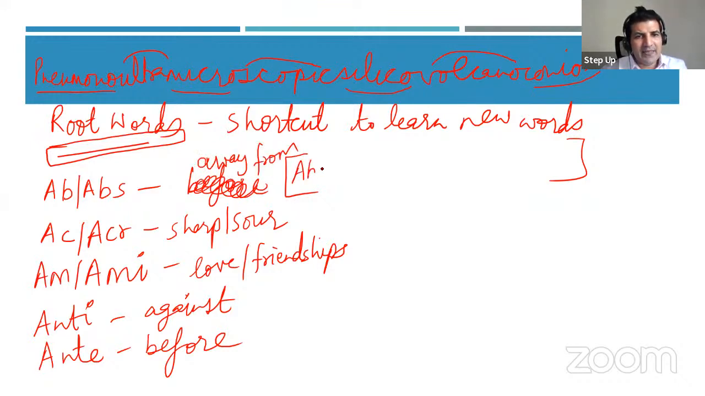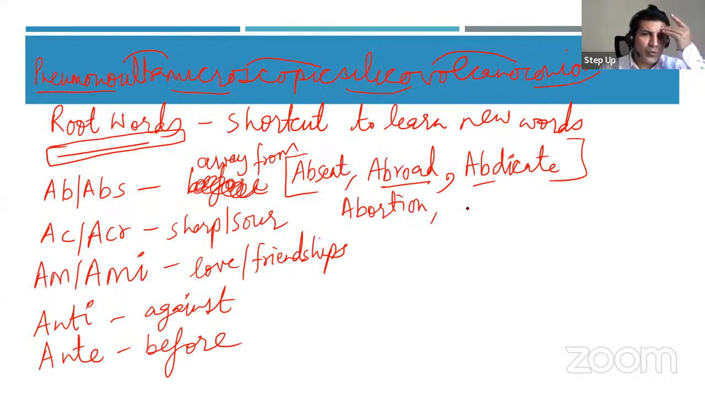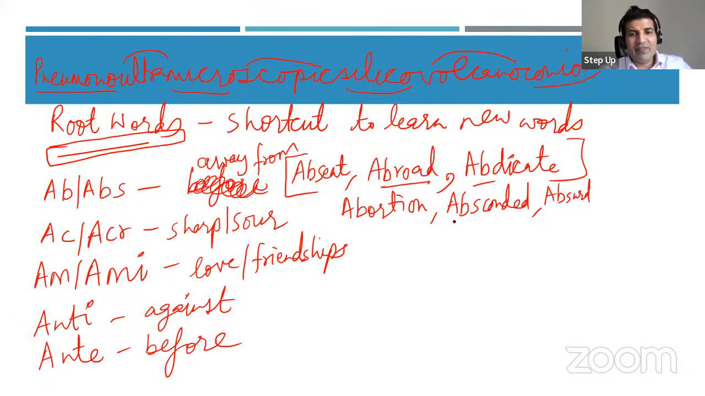For example, if I say absent, it has come from away from, correct? If I say abroad, it has come from this root. If I say abdicate, it has come from this root, which means to give up. If I say abortion, it means to do away with something. So away from. If I say abscond, the child absconded. If I say abhor, or absurd. So I'm just giving you an example that a lot of words would come from this root, and all of them have some meaning to do with away from.